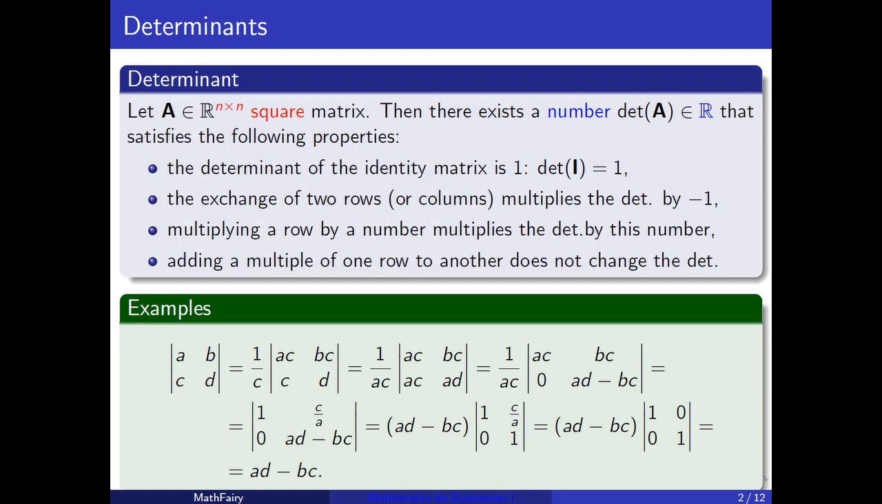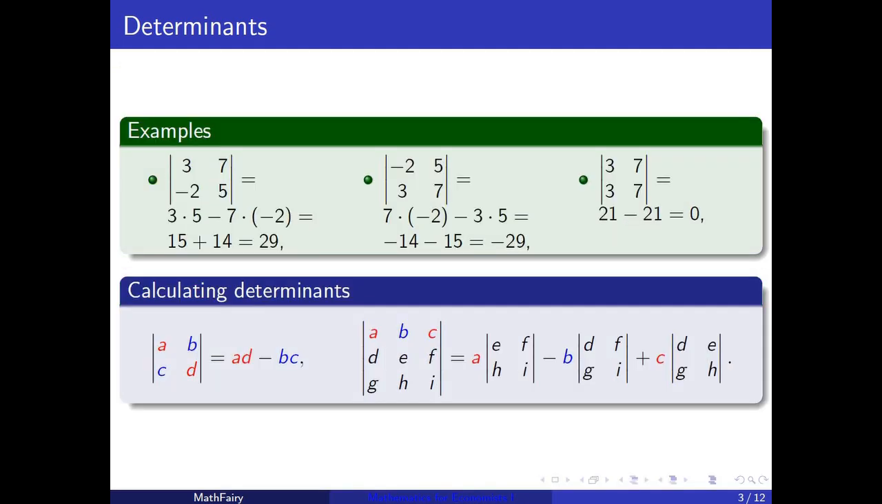And finally, I subtract A over C times the second row from the first row, giving me the identity matrix. And by the first property, the determinant of the identity matrix is 1, so all in all we got that the determinant of this general 2x2 matrix A, B, C, D is just AD minus BC.